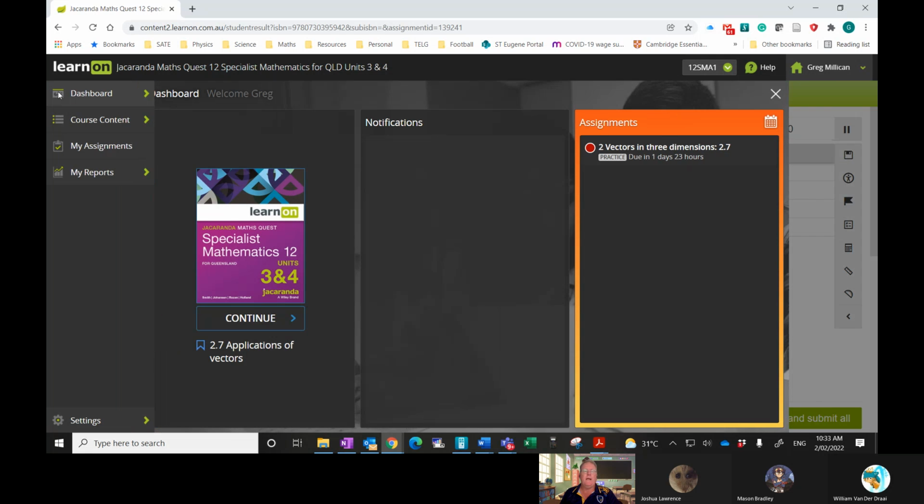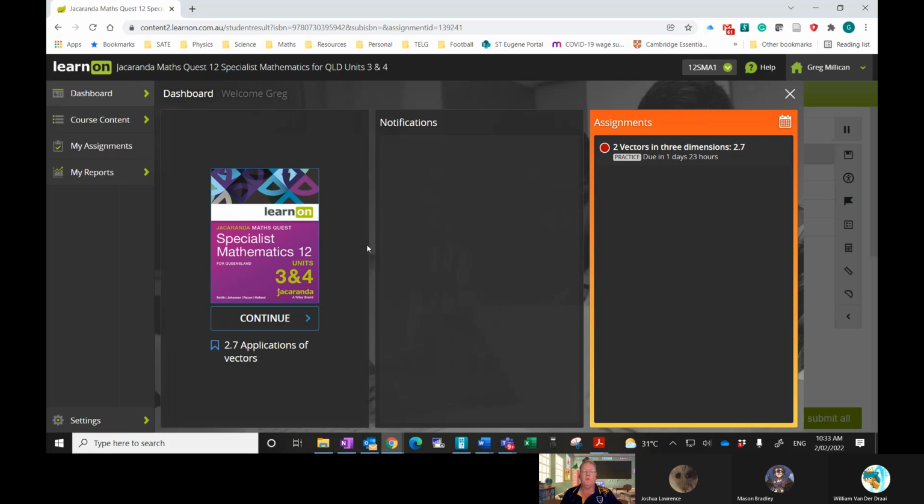Again, that's from your dashboard. You can see that from in here. This is what your dashboard will look like because it's in student mode at the moment.